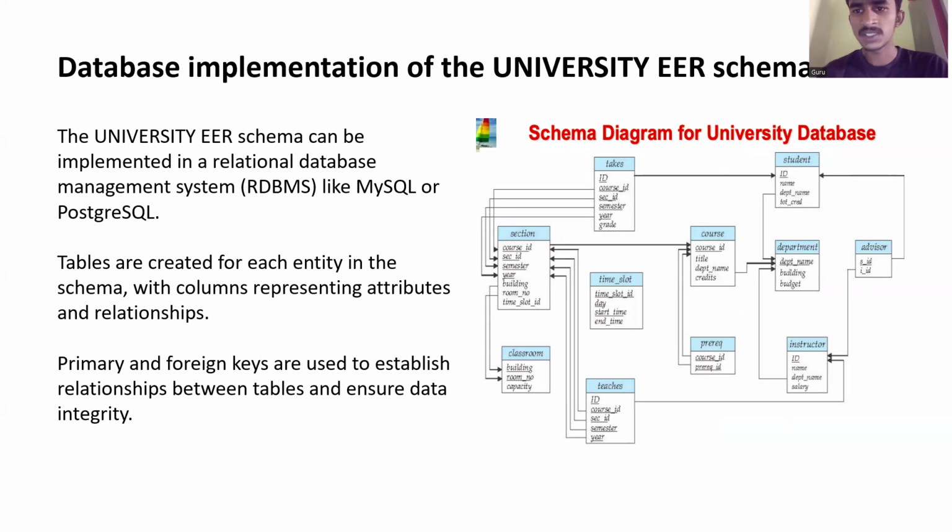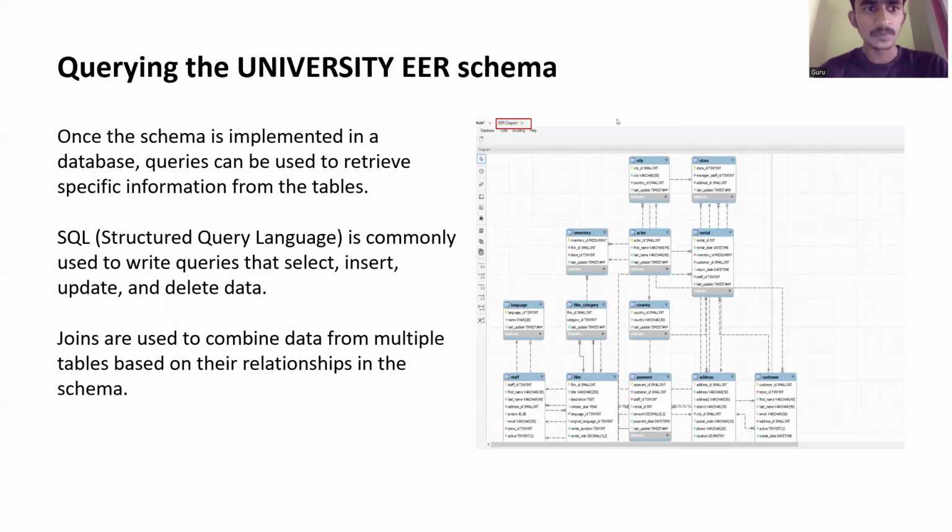Database implementation of the university ER schema. The schema can be implemented in a relational database management system like MySQL or PostgreSQL. Tables are created for each entity in the schema, with columns representing attributes and relationships. Primary and foreign keys are used to establish relationships between tables and ensure data integrity.